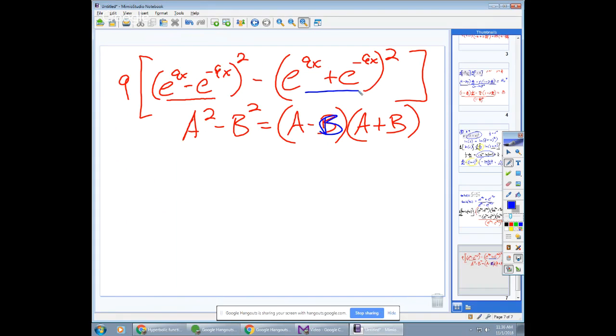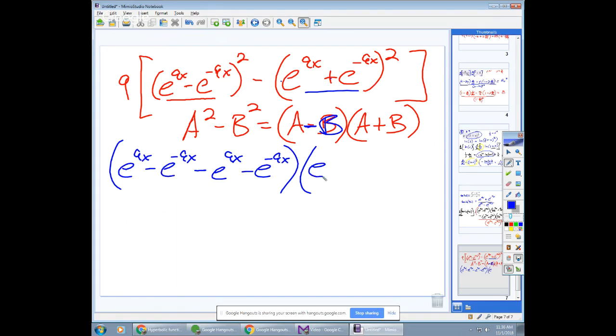Okay. So then I get e to the 9x minus e to the negative 9x minus b. That's going to be a minus e to the 9x minus e to the 9x. Right, but I'm distributing the negative through it. So I have to take the opposite of each of those things. So that's a minus b right there. That's one. A plus b would be e to the 9x minus e to the negative 9x plus b, which is e to the 9x plus e to the negative 9x.